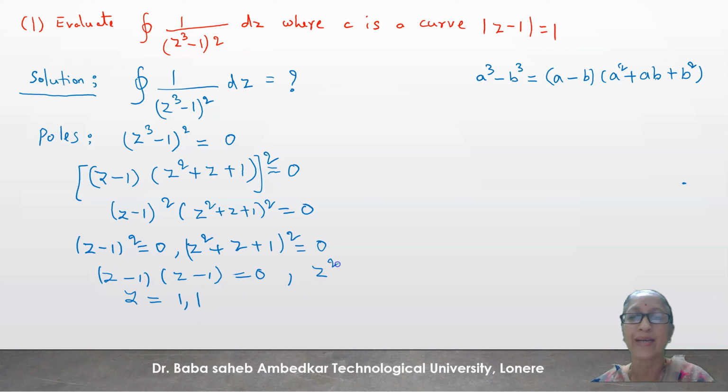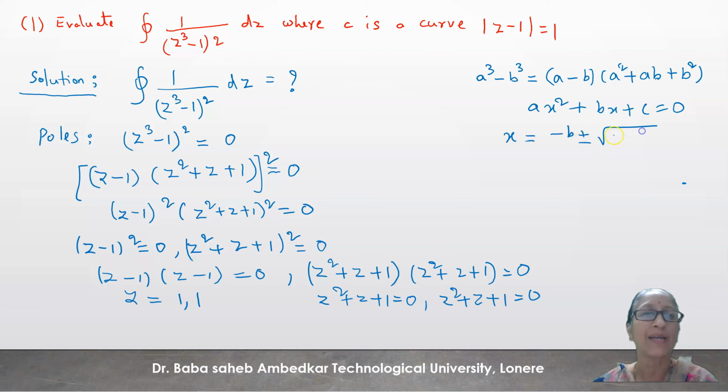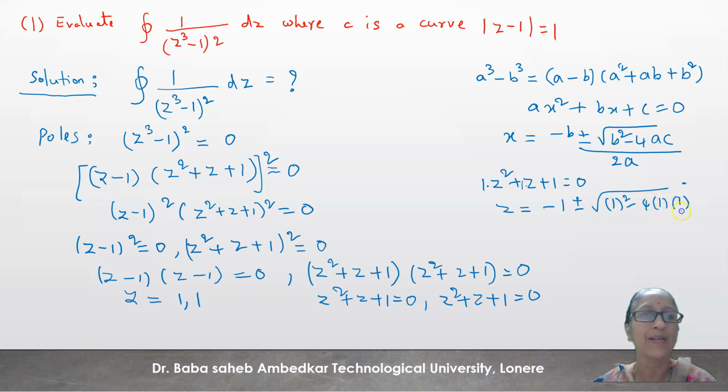Now observe the second bracket: (z square plus z plus 1) into (z square plus z plus 1) equal to 0. This means z square plus z plus 1 equal to 0, and again z square plus z plus 1 equal to 0. To find the value of z, we use the formula method. If the equation is a quadratic equation ax square plus bx plus c equal to 0, then we find x using minus b plus or minus square root of b square minus 4ac upon 2a. We use the same formula here. So z equals, with a equal to 1, b equal to 1, c equal to 1, minus 1 plus or minus square root of 1 square minus 4 into 1 into 1 upon 2 into 1, which is minus 1 plus or minus square root of 1 minus 4 upon 2.